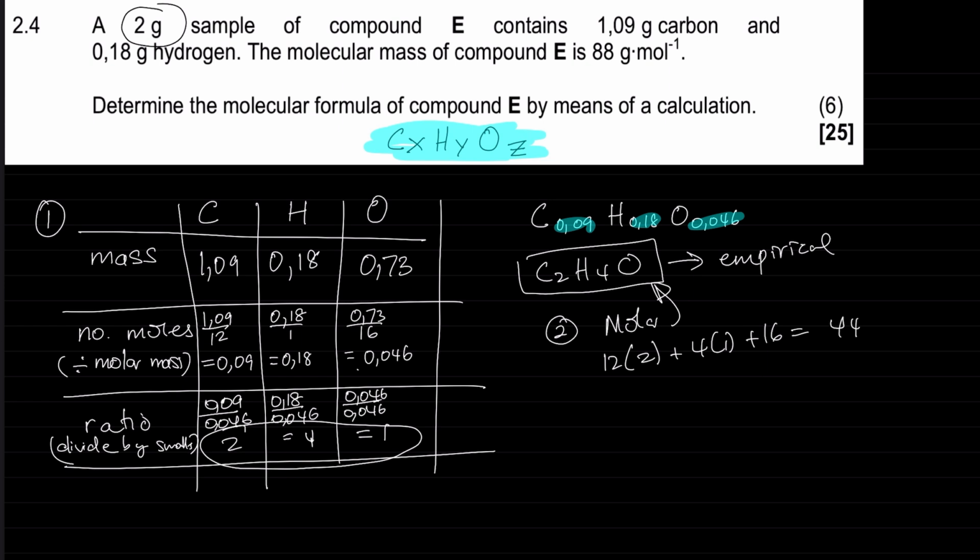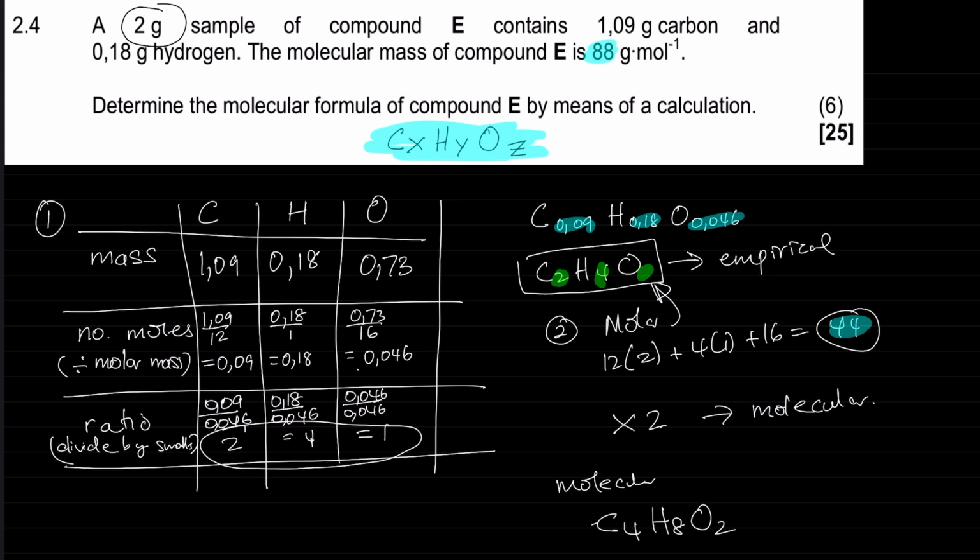Now you'll notice that this is 44 and that is 88. So the empirical is half of the molecular. Or rather, if you multiply the empirical, this one, by 2, you'll get the molecular. So basically all we have to do now is multiply all of these numbers by 2. So my molecular formula is going to be C4H8O2. And that's it.